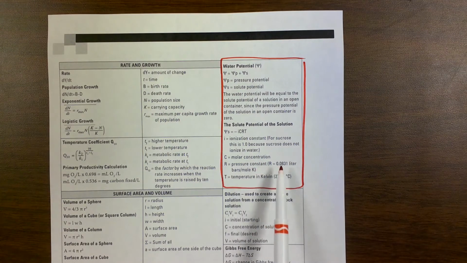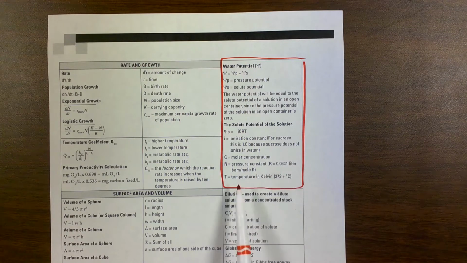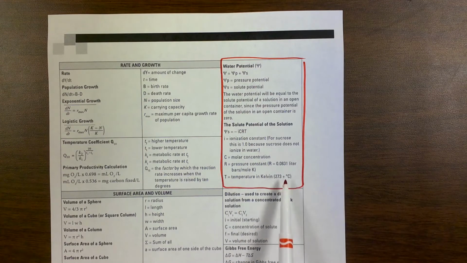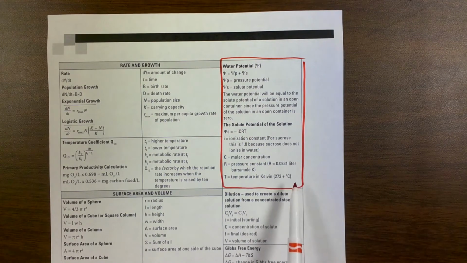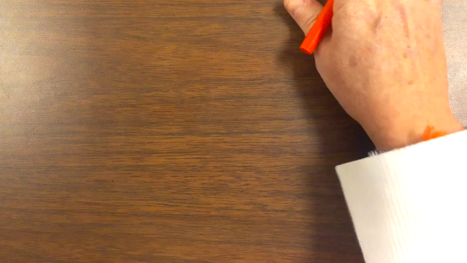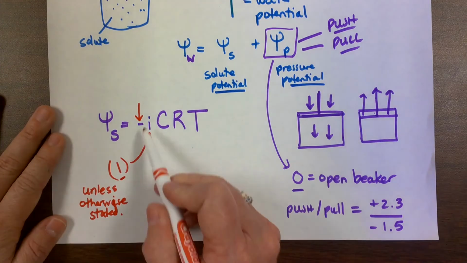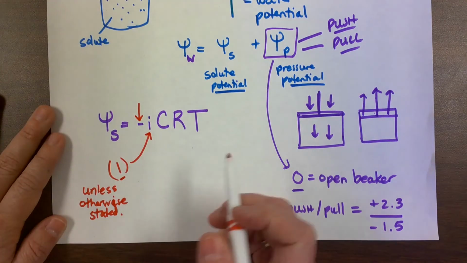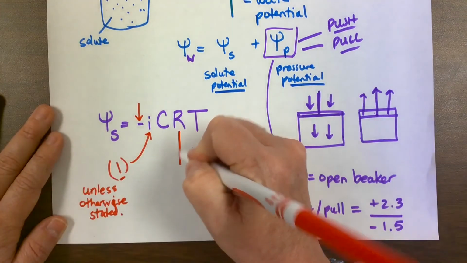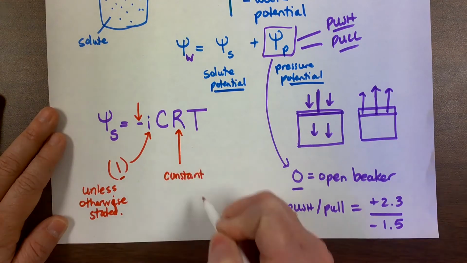So R is 0.0831, and then all these units that you're not going to worry about right now. And then temperature is Kelvin, 273 plus C. So this sheet is always given to you, so you don't have to guess or wonder. You just have to know how to plug in. So I is usually 1 unless otherwise stated. R is a constant. Your favorite word from SAT.